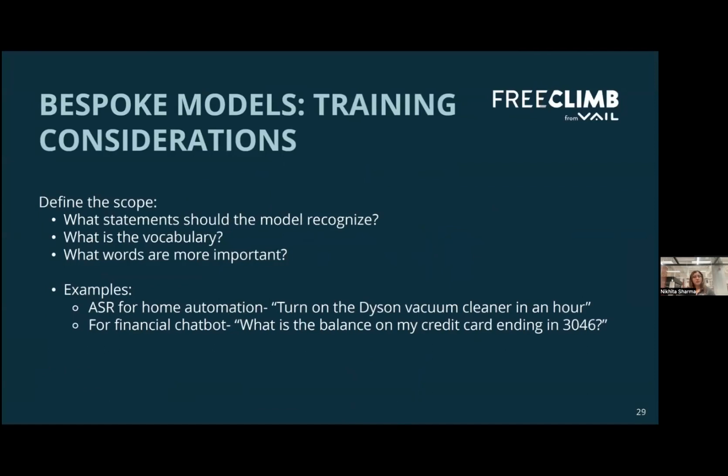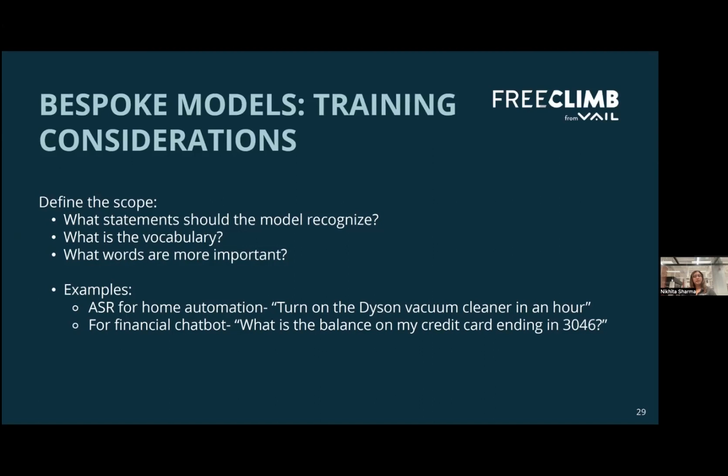So first of all, you need to define the requirements and the scope. Depending on your domain, you have to figure out what vocabulary you're going to work with, what statements or phrases are essential for the model to recognize, and whether there are certain words which are more important that should definitely be recognized. So it's best to scope this out before you start training so that you can get a better understanding of your model.